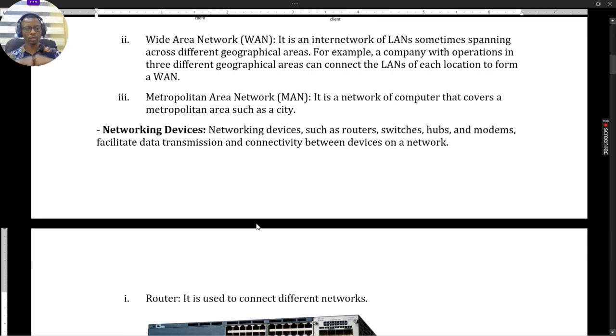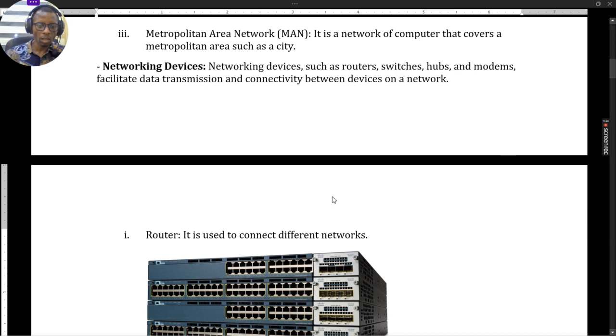And now let's talk about the networking devices. Just like I said before, we're going to talk about three basic networking devices.